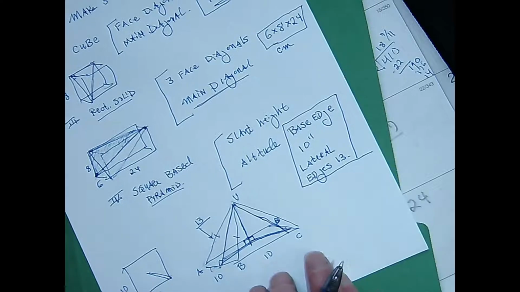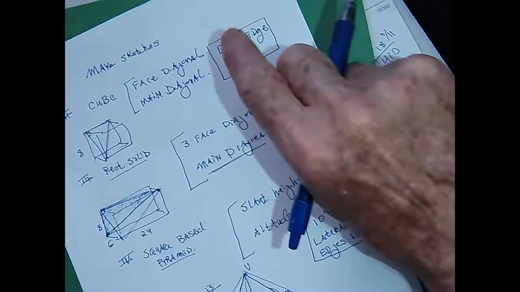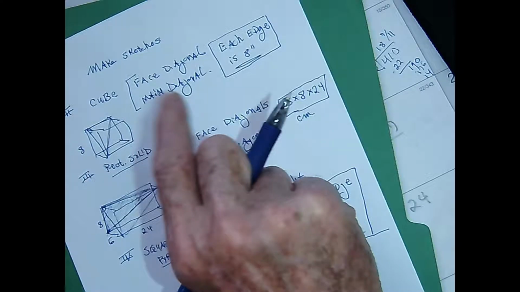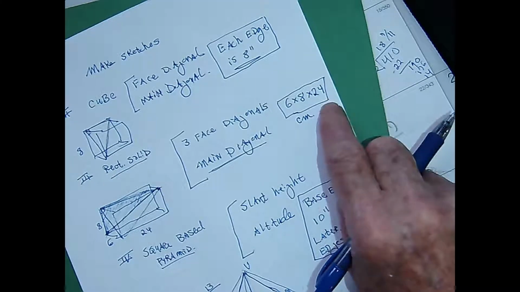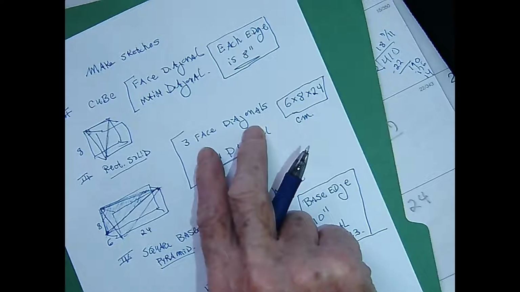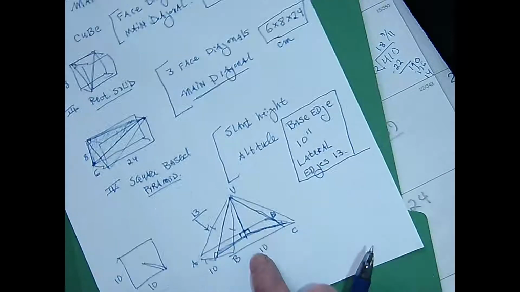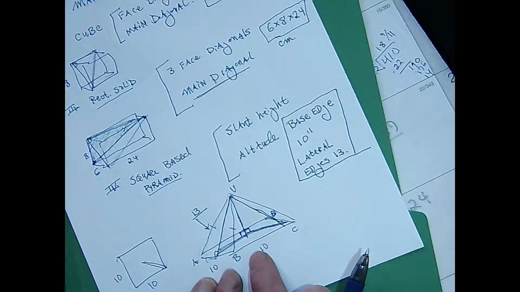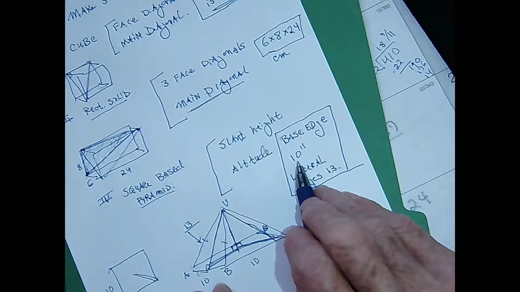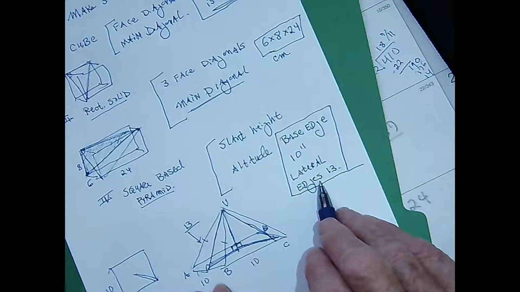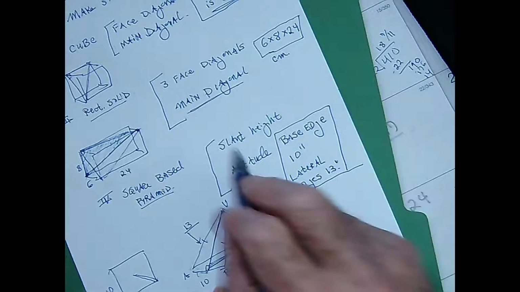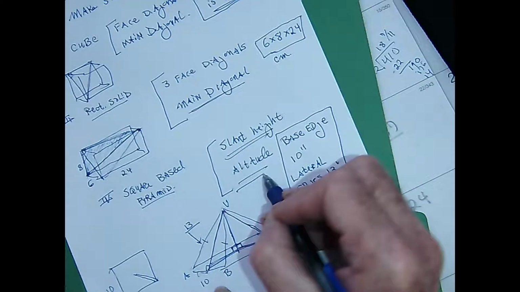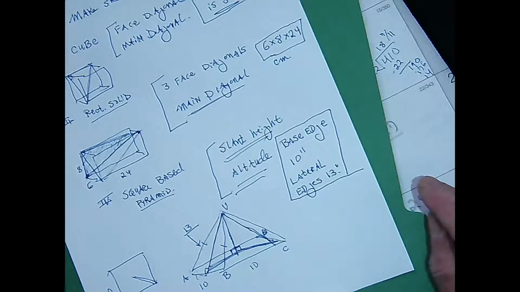I'm not going to talk about it right now, but this is your assignment. Draw a cube and give me the length of a face diagonal and the main diagonal. Draw a rectangular solid 6 by 8 by 24. Give me the 3 face diagonals and the main diagonal. Draw a square-based pyramid with each base edge being 10 and the lateral edges being 13. Centimeters is fine, or inches is fine, I don't mind. Inches is great. Find the length of the slant height and the altitude. That's a great assignment. Let's be the next thing we do.